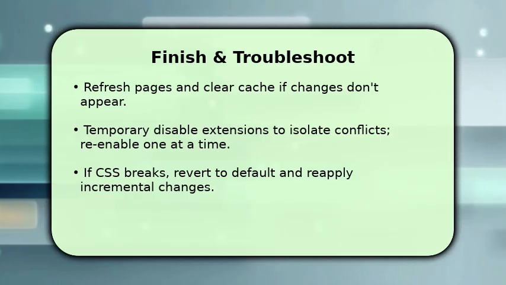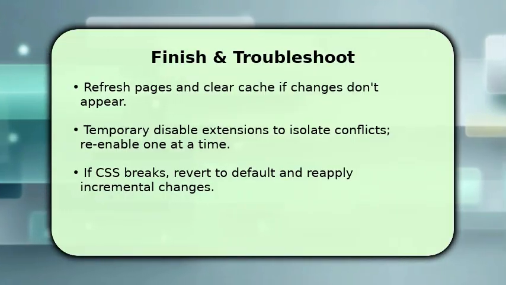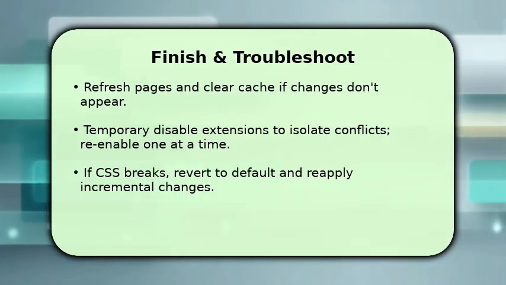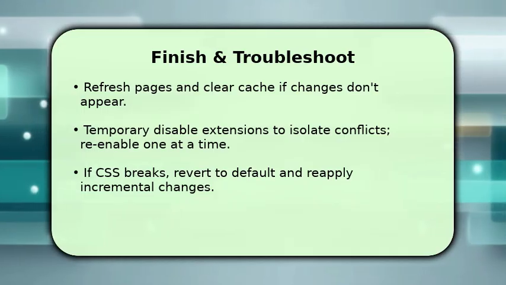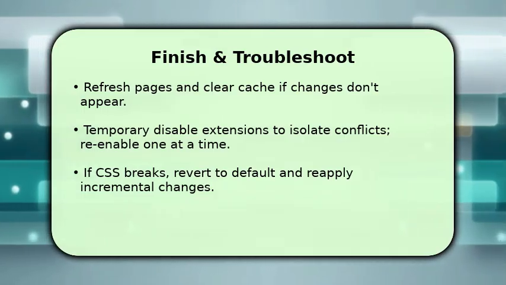If something looks off, disable other extensions to find conflicts and then re-enable them one at a time. If custom CSS causes layout issues, revert to Ao3 defaults and reapply changes incrementally, testing after each edit. Follow that one troubleshooting tip. Disable other extensions first, and you'll resolve most display problems quickly.